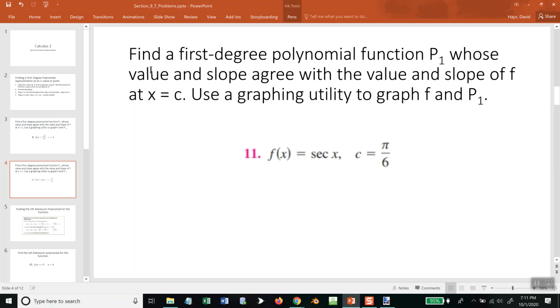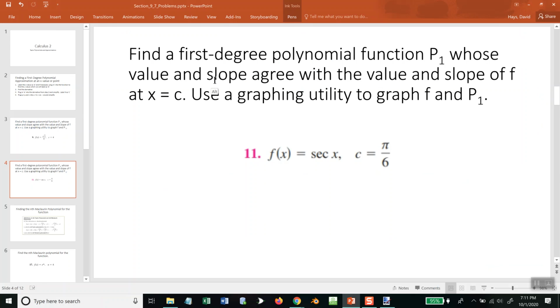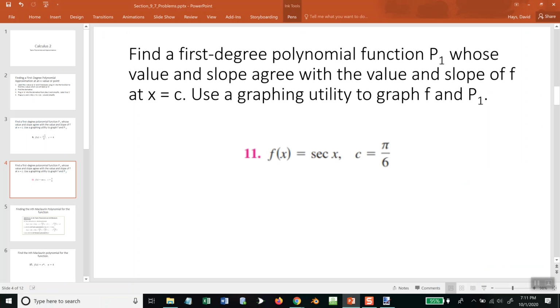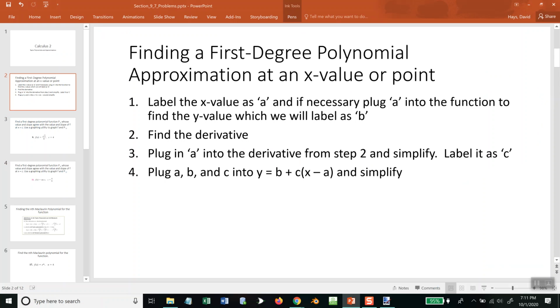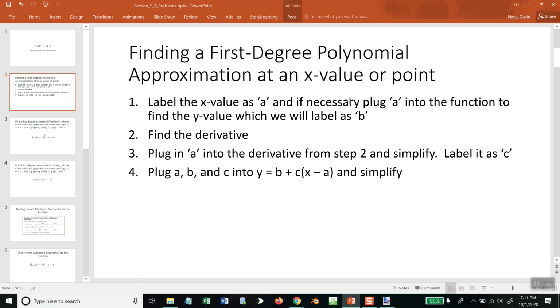F of x is equal to secant x. C is equal to pi over 6. Same instructions. Okay, step 1, label the x value as A. This is the x value they're giving us, so that's A. And if necessary, plug A into the function to find the y value, which we'll label as B.